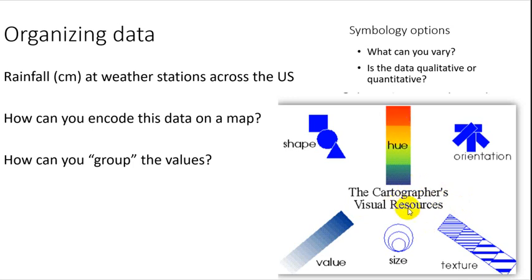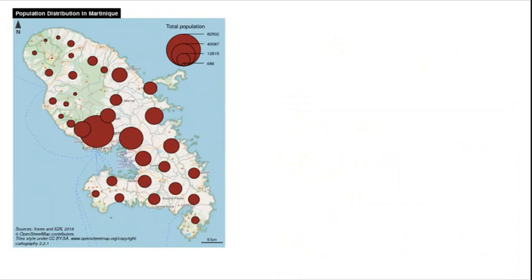You've got tools at your disposal. We've got orientation, which might be better for wind direction or things like that. Color, shape, value, texture, size. You need to think about what kind of data you have. Is it quantitative? Is it qualitative? It's going to really impact the way that you encode your data.